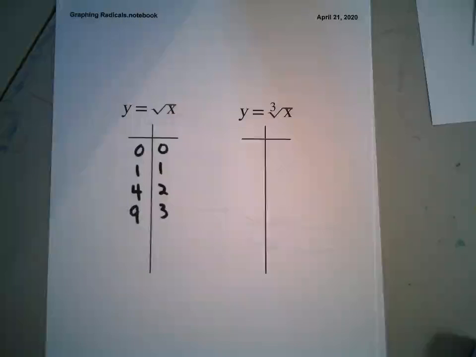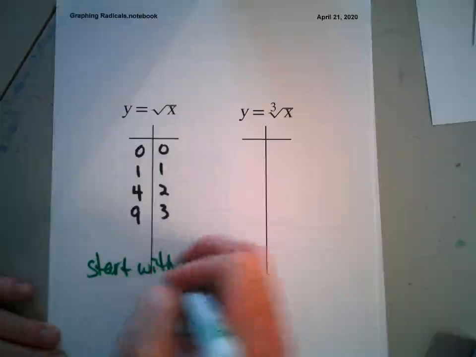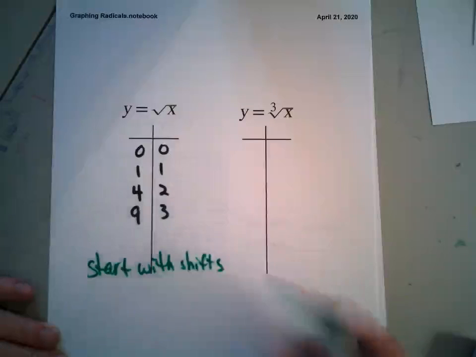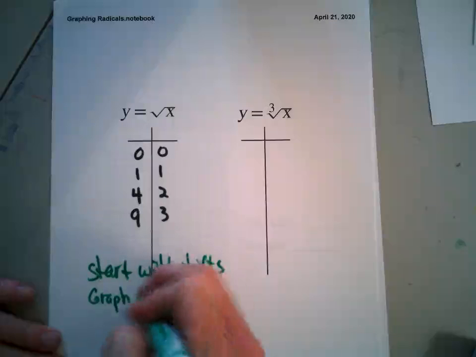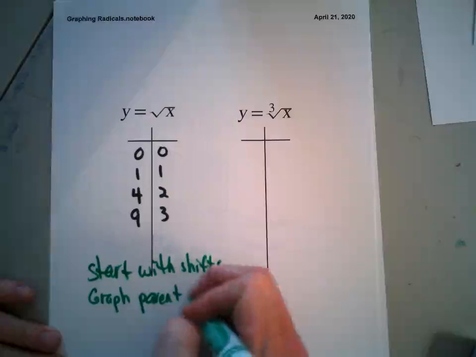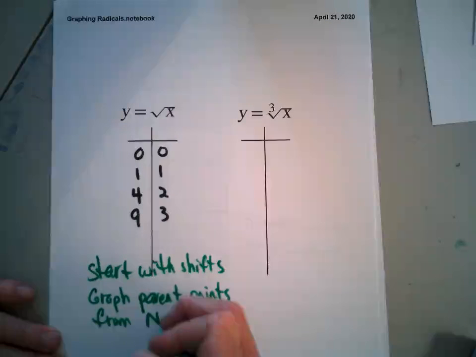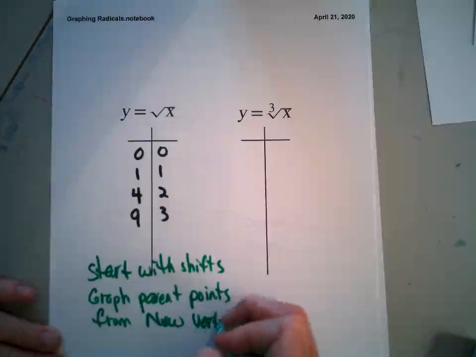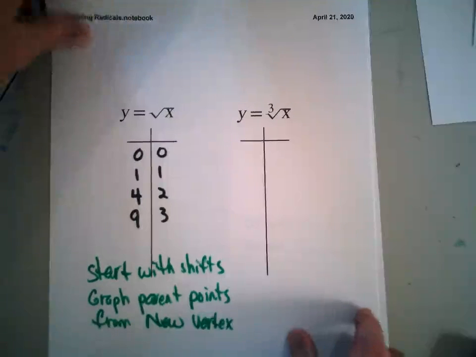So we will start with shifts, and then we will graph the parent points from what's called the new vertex. After we move, based on the horizontal and vertical shift, we'll start graphing these ordered pairs from that new point. Okay? Tomorrow we'll look at the cube root.